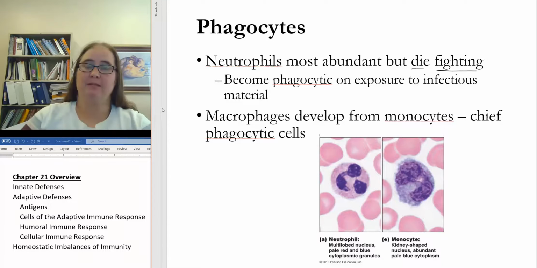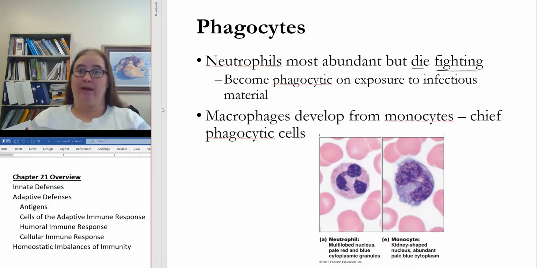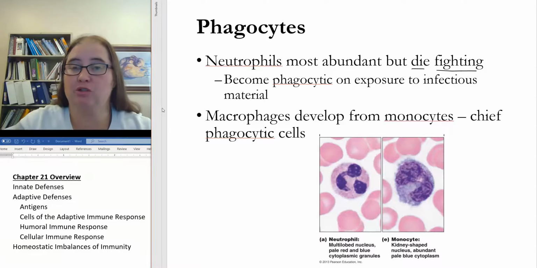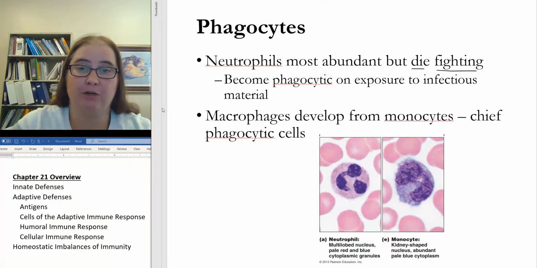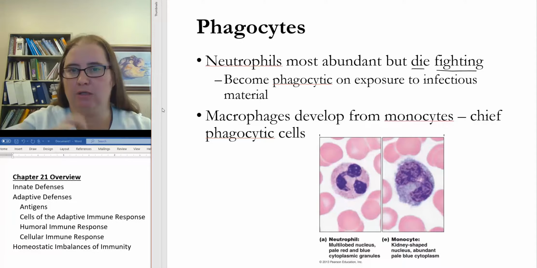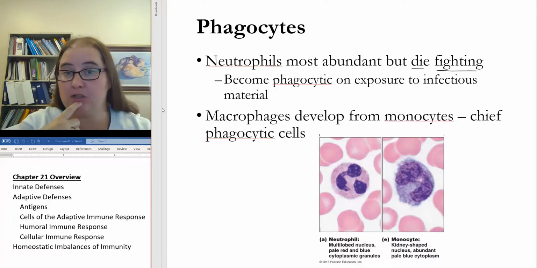So what happens is a neutrophil's cruising around, okay? When it becomes exposed to a pathogen or an infectious agent, it actually transforms itself into a phagocytic cell and engulfs that pathogen or infectious material. I feel like I don't really know what phagocytosis is. We're going to get into it on the next few slides when we talk about our macrophages.